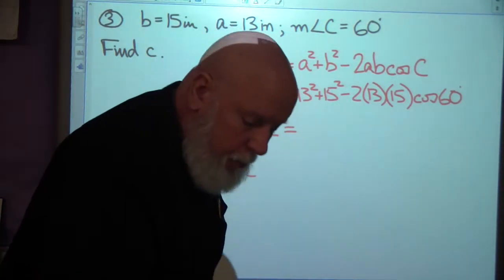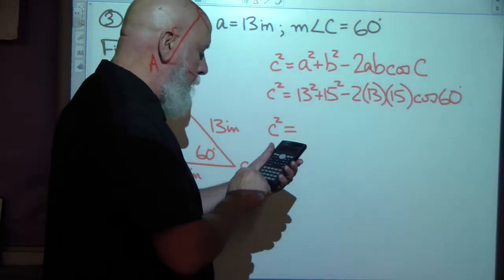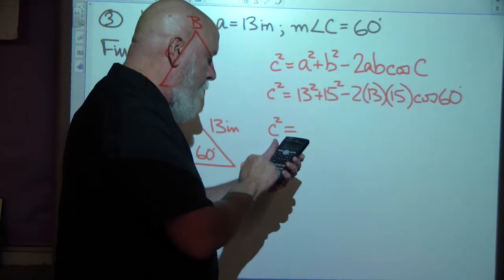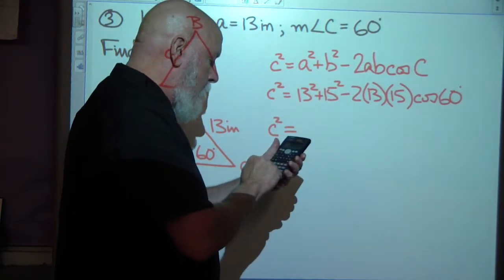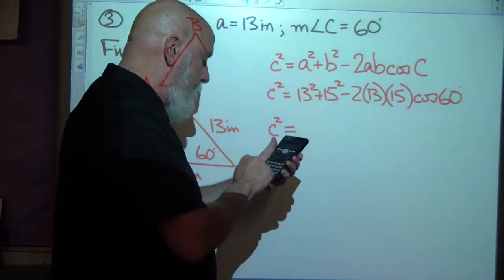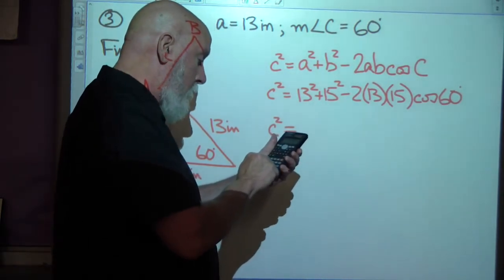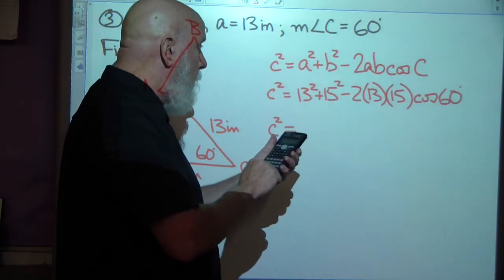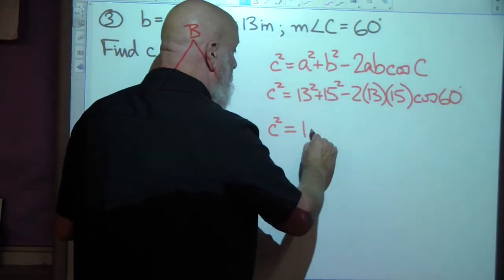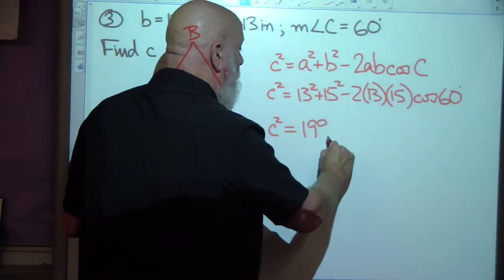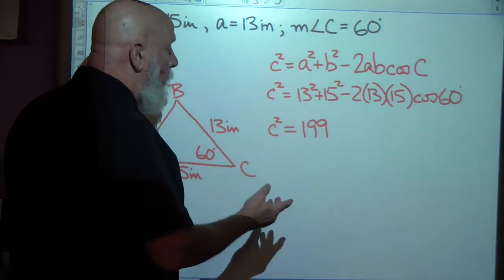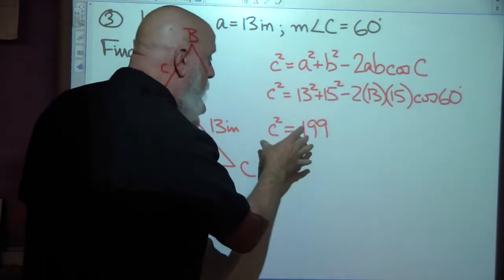I don't want C squared, but one thing at a time. So we'll go 13 squared, that's 169. Cos 60, equals, I get 199. C squared is equal to 199. I don't want C squared. I want C, so I'm going to take the square root of both sides.